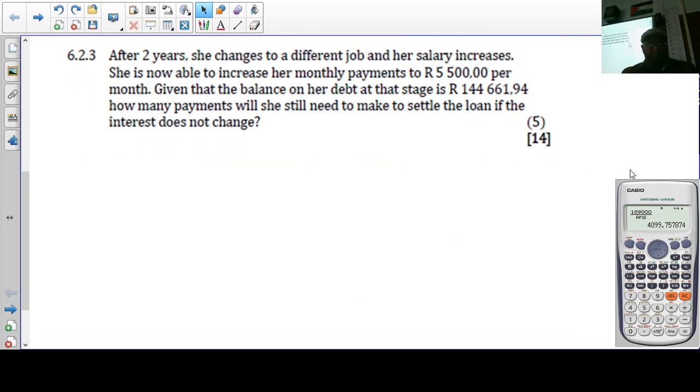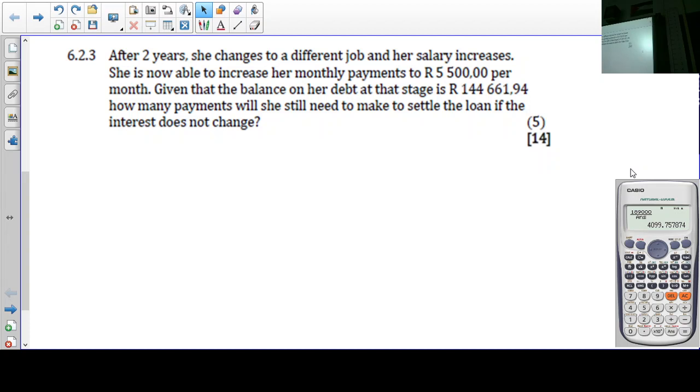Then in question 6.2.3, we are told that after 2 years, she changes to a different job and her salary increases. She's now able to increase her monthly payments to 5,500 per month, which means she's paying more. So the time period, of course, is going to be shortened, given the balance on the debt at this stage.